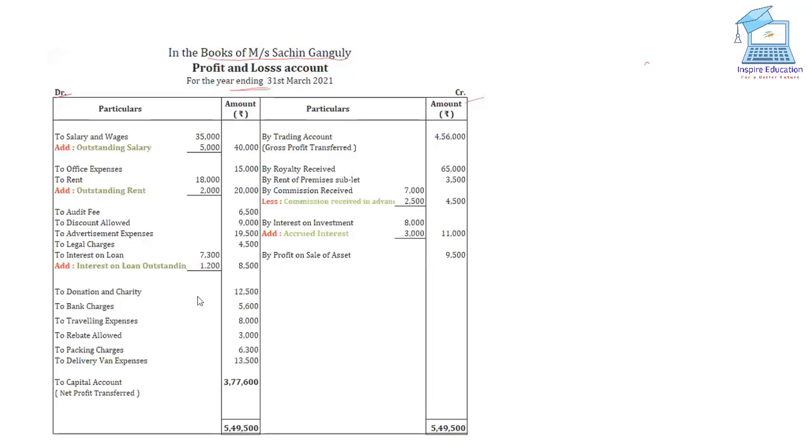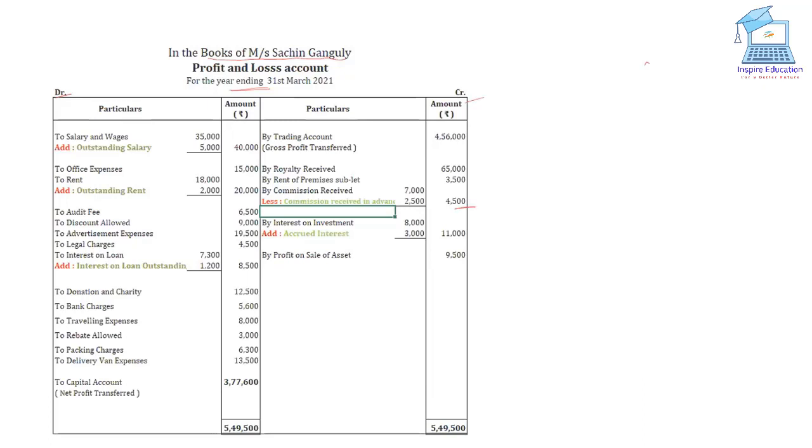Here, in our example, commission received in advance should be less. It is less because this is not your commission or income for this year. You have received it in advance, so you will deduct that amount.